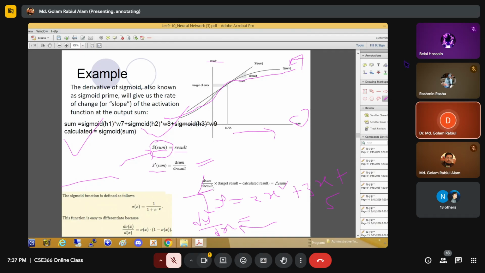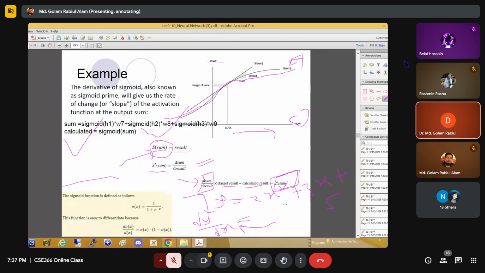Then if we multiply this with our error, that is target result minus predicted result, then we have to take the derivative of the sigmoid of the sum with respect to result. So this is called our delta sum. Delta sum means rate of change of sum.